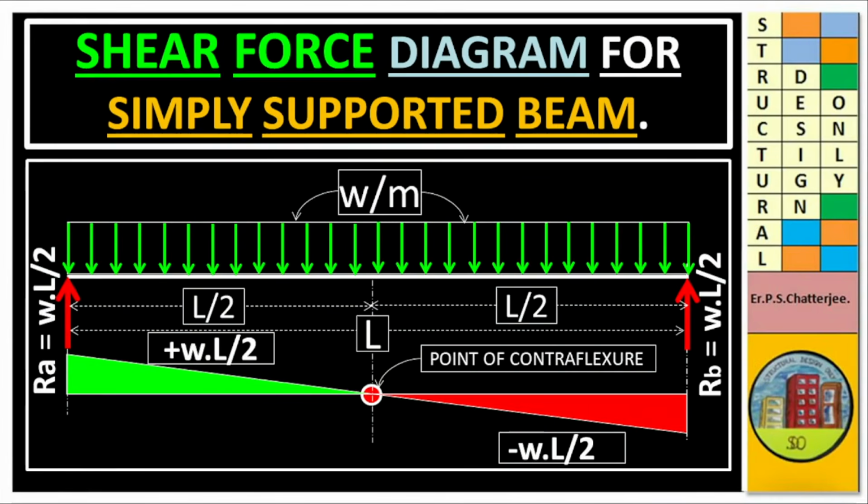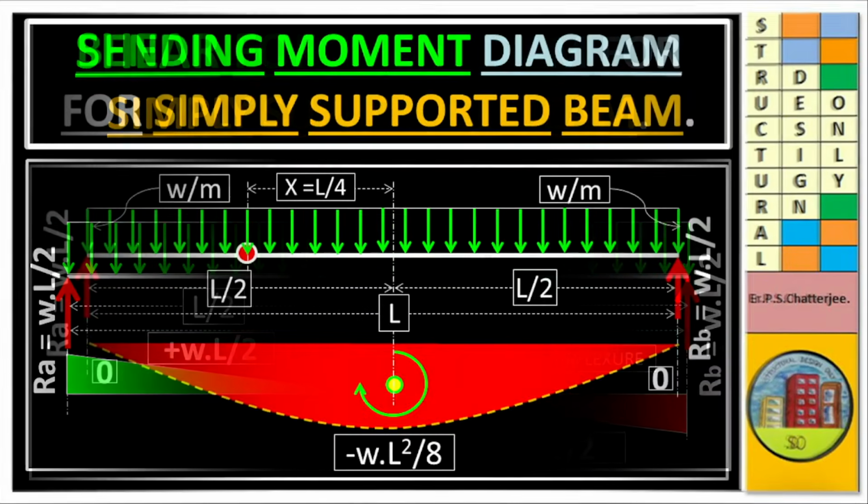Shear force diagram for simply supported beam. Here RA is equal to W into L by 2, RB is equal to W into L by 2, and the center shear force will be 0. And this is also point of contraflexion. Point of contraflexion is that point where shear force changes its sign.